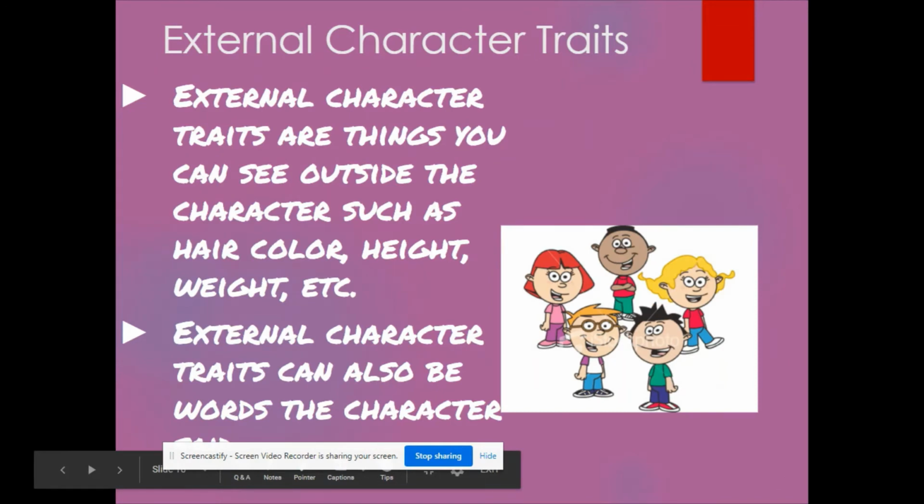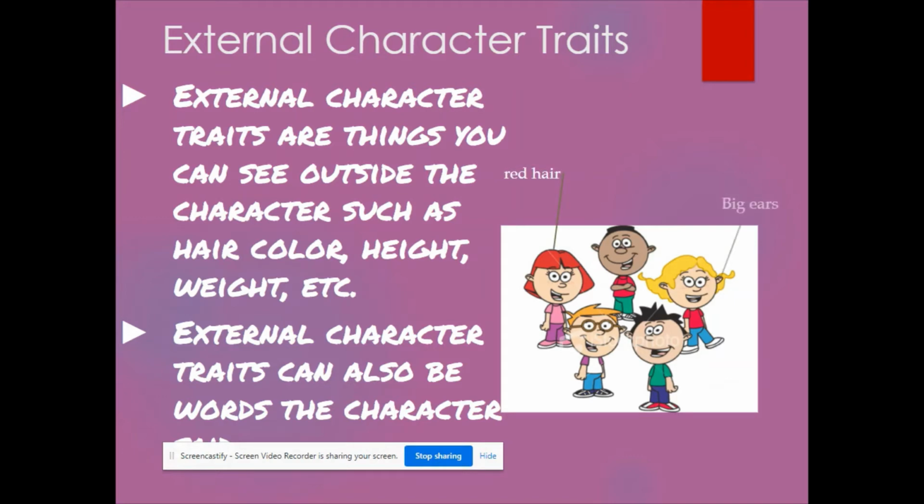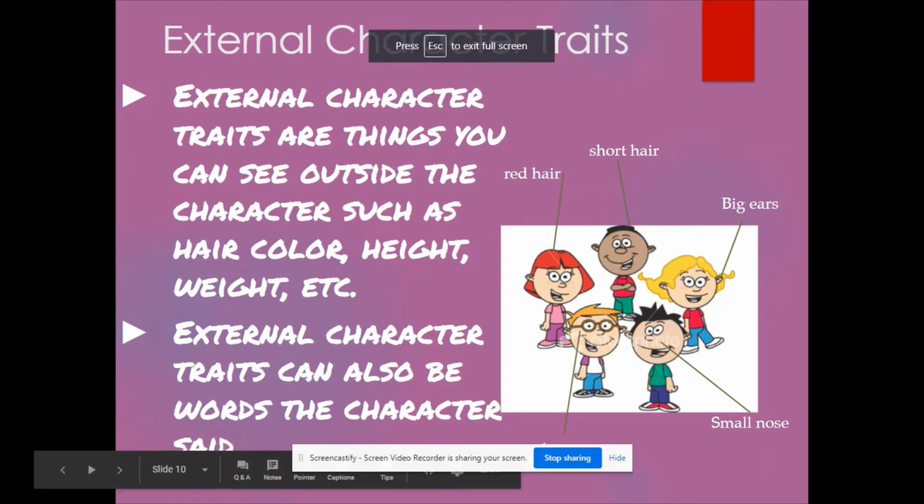Now, external character traits are things that we see, okay? Like the color of the hair, or the size of the ears, or whether he has short or long hair, or whether this person has a small or big nose. So things that we actually see, right? So those are the external character traits. Things that we can actually see with our own eyes.